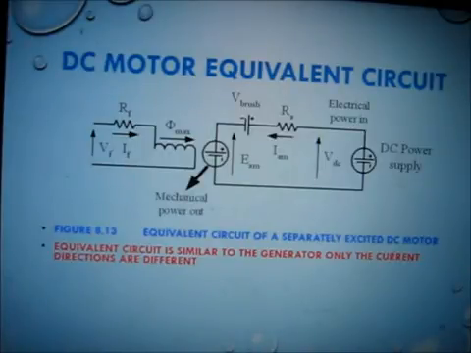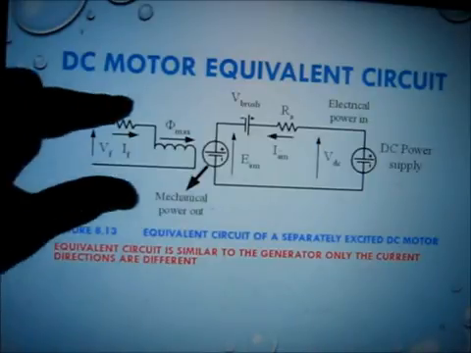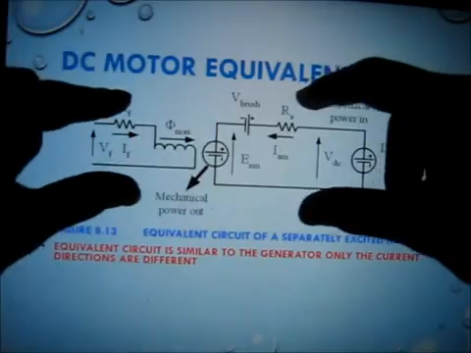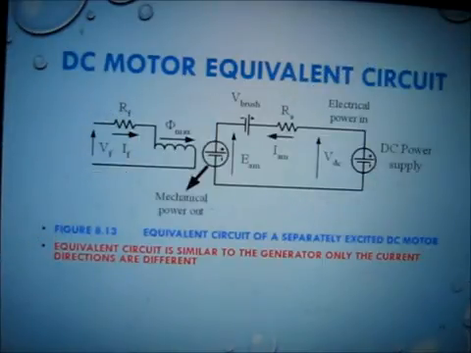We have two parts, stator and rotor. We are just signifying those parts, the stator part and the rotor part, both at a time. So this makes the DC equivalent circuit. The equivalent circuit is similar to the generator, only the current directions are different.